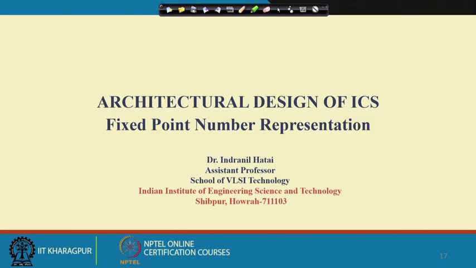So, welcome back to the course on architectural design of ICs. In the last class we saw fixed point number representation. That means, whenever we are implementing any system, function or algorithm in hardware, we have to do it in the fixed point domain. For that we have to convert from floating point to fixed point.